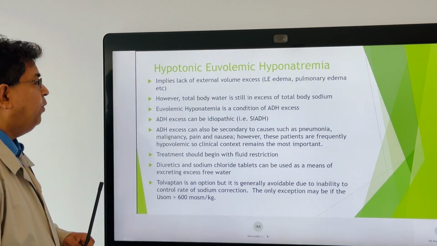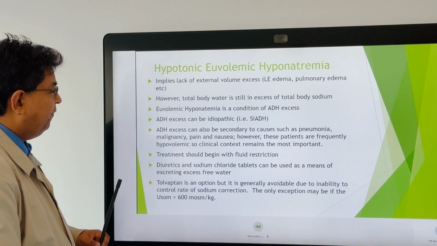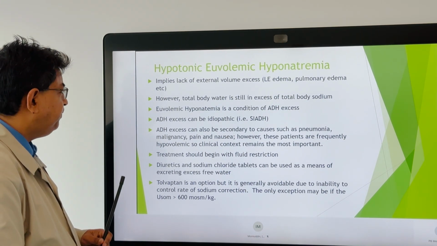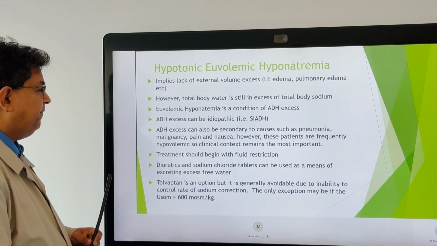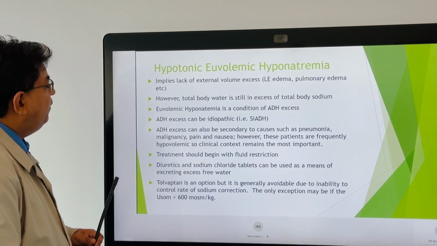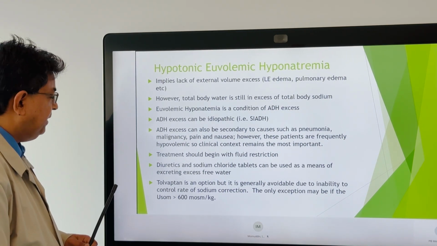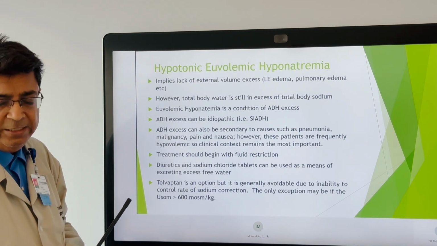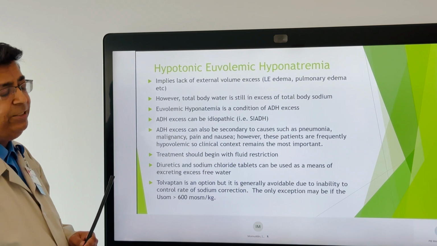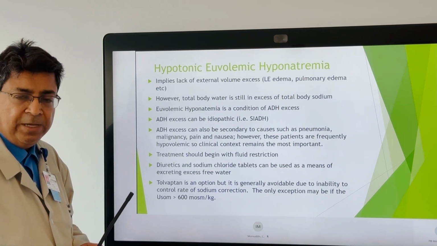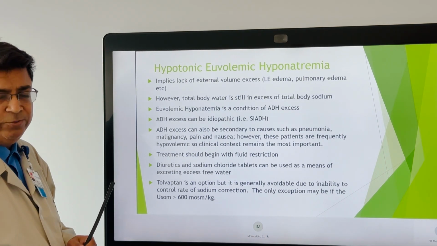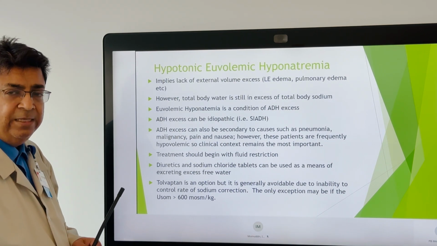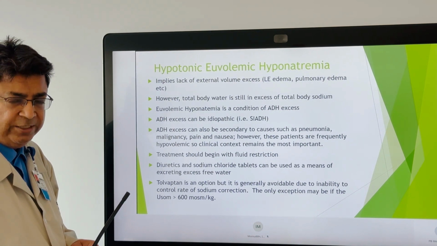Hypotonic euvolemic hyponatremia implies lack of external volume excess, such as lower extremity edema and pulmonary edema. Total body water is still in excess of total body sodium. Euvolemic hyponatremia is a condition of ADH excess. ADH excess can be idiopathic. Idiopathic excess of ADH is called syndrome of inappropriate antidiuretic hormone, or SIADH. There are secondary causes of ADH release, such as pain, nausea, pneumonia, and malignancy. These are non-osmotic causes of ADH excess.